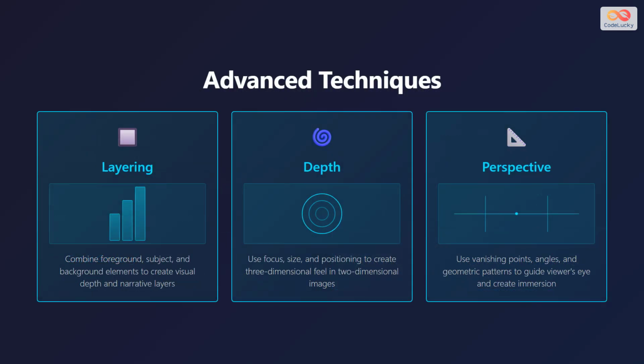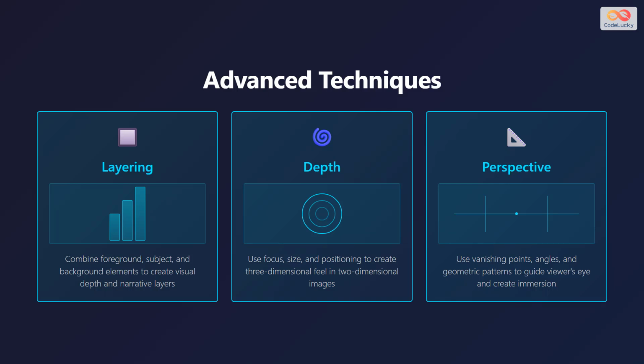Once you've mastered the basics, advanced techniques help you create truly compelling images. Layering combines foreground, subject, and background elements to create depth and dimension, making your images feel three-dimensional and engaging. Depth of field and layering work together to guide viewer attention through your composition.